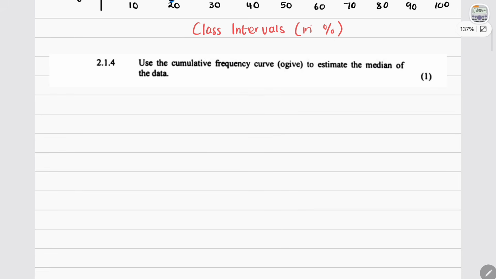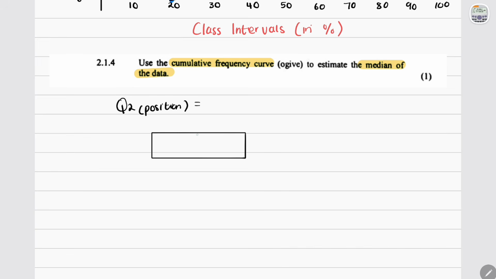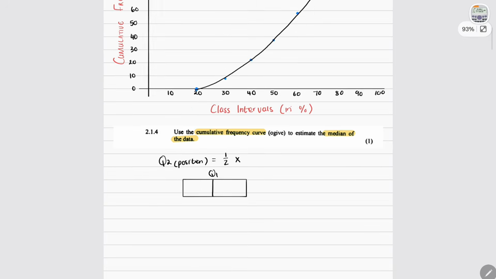The next question, 2.1.4 says, use the cumulative frequency curve, the ogive, to estimate the median of the data. Okay, so to find the median using the ogive, this is how we're going to find it. We first need to find the position of the median. So the median is Q2, and I need to find the position first. Since it's the median, this will be marked at half of your data set. And so you simply say a half multiplied by the total frequency, the total number of grade 12 learners.